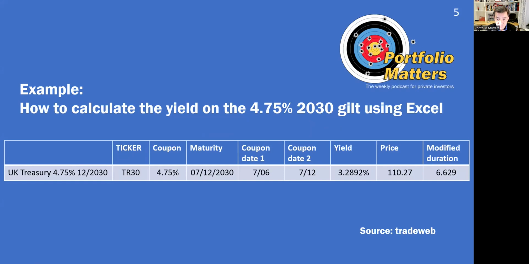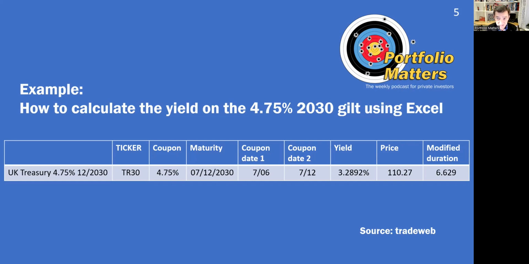2030 4.75% UK gilt. So it has a coupon of 4.75%. Its redemption date is the 7th of December 2030, and it has 2 coupon dates per year, one on the 7th of June and one on the 7th of December. According to TradeWeb, on the 11th of November 2022, it had a yield to maturity of 3.2892%, and its price was 110.27. So that was the closing price last Friday.